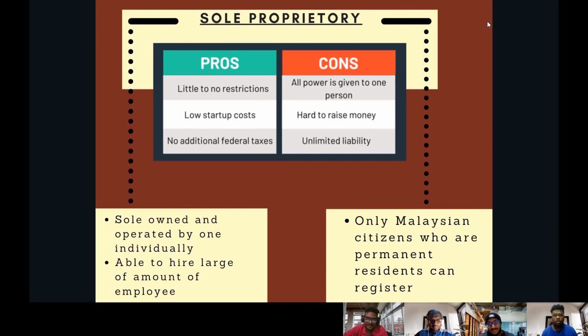It is solely owned and operated by one individual, able to hire a large number of employees, and only Malaysian citizens who are permanent residents can register. So there are also pros and cons. From the pros, little to no restriction, low startup costs, no additional federal tax, and from the cons, all power is given to one person. It's generally weak in management, hard to raise money, and has unlimited liability.